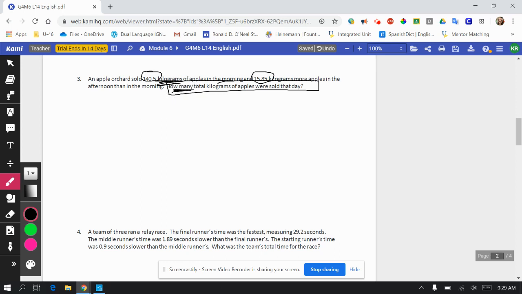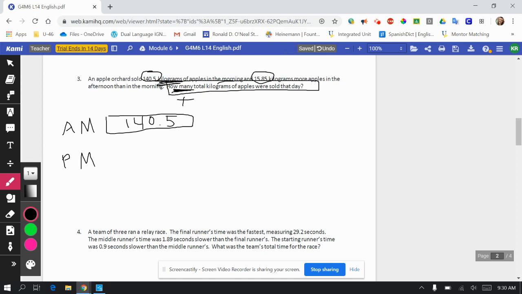So how many? This is telling me to add, subtract, multiply, or divide. Add. Now, for my picture, I'm going to write AM for morning and PM for afternoon. Morning is pretty simple, 140.5.